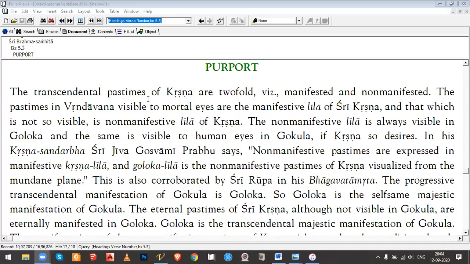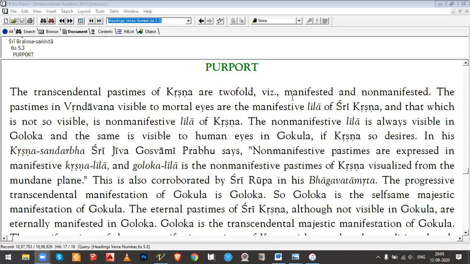Purport to Shloka 3. The transcendental pastimes of Krishna are twofold, manifested and non-manifested. The pastimes in Vrindavan, visible to mortal eyes, are the manifested Leela of Sri Krishna, and that which is not so visible is the non-manifested Leela of Krishna. The non-manifested Leela is always visible in Goloka, and the same is visible to human eyes in Gokul, if Krishna so desires.